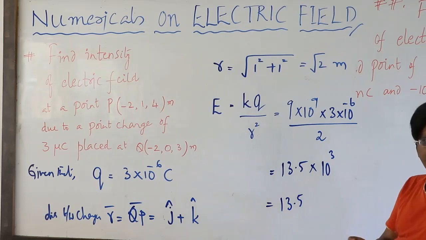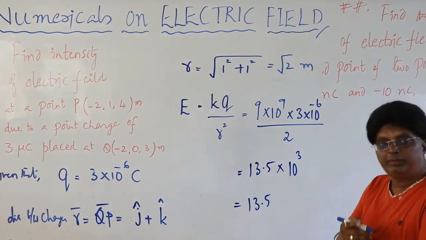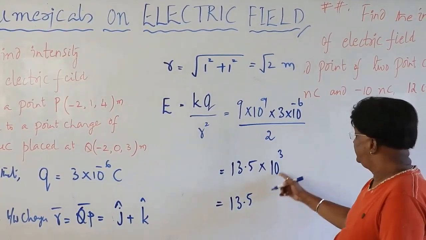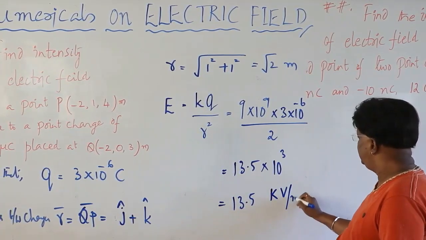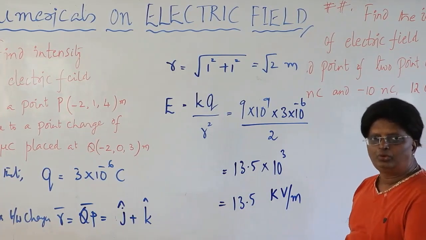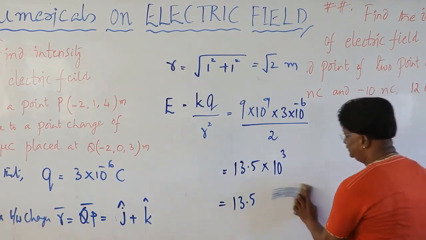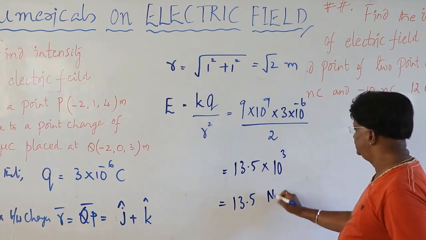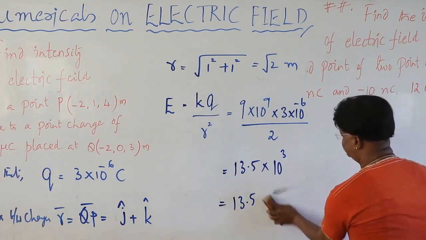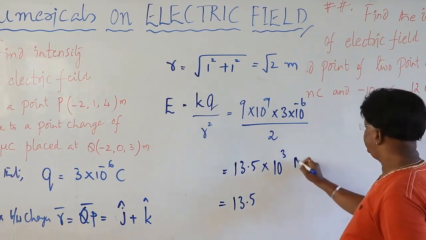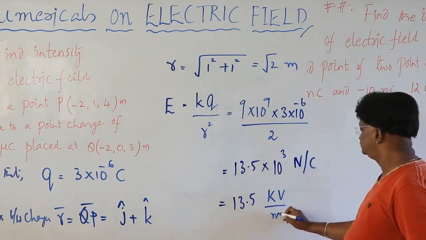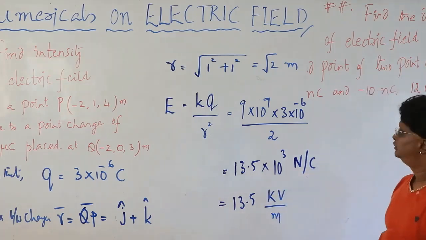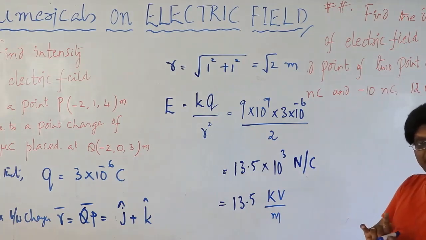This 10 power 3 is what is called kilo. You remember all these multiples and sub-multiples? We have been using them for about 1 year. Therefore I will call this 10 power 3 kilo, and write it as kilovolt per meter. Otherwise, Newton per Coulomb, with 10 raised 3. So this is our answer in the form of scalar.